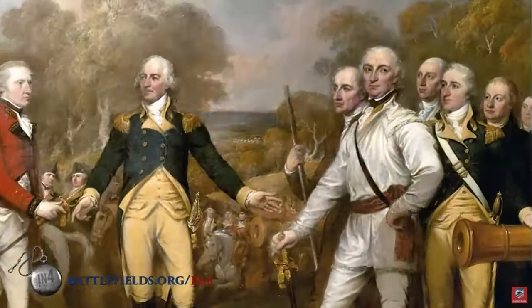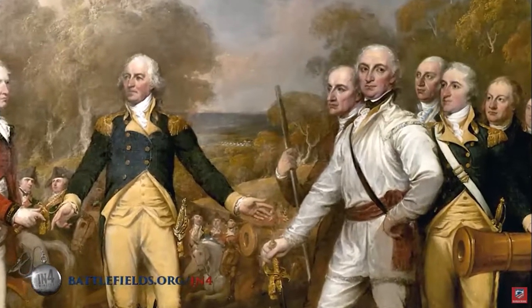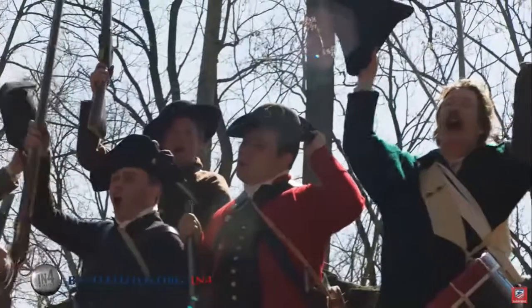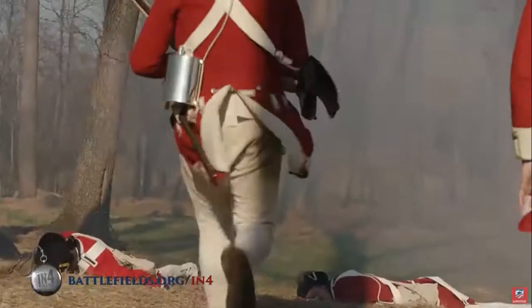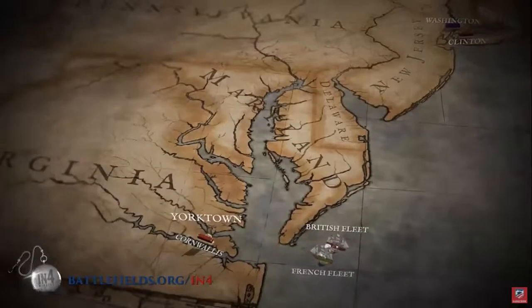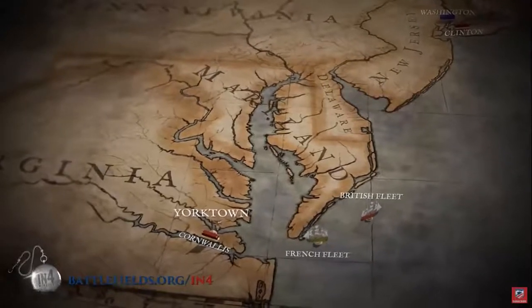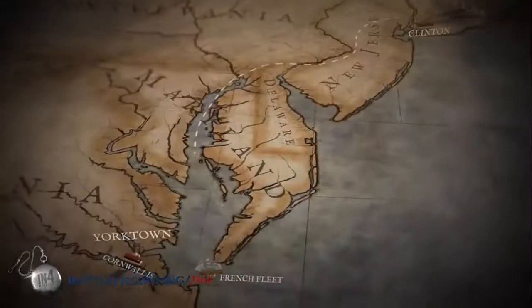"I gave him a devil of a whipping," Morgan wrote several days later. Indeed, Morgan's victory helped boost American morale, inflicted casualties that Cornwallis could not replace, and set off a string of events that would end 9 months later with the British surrender at Yorktown.